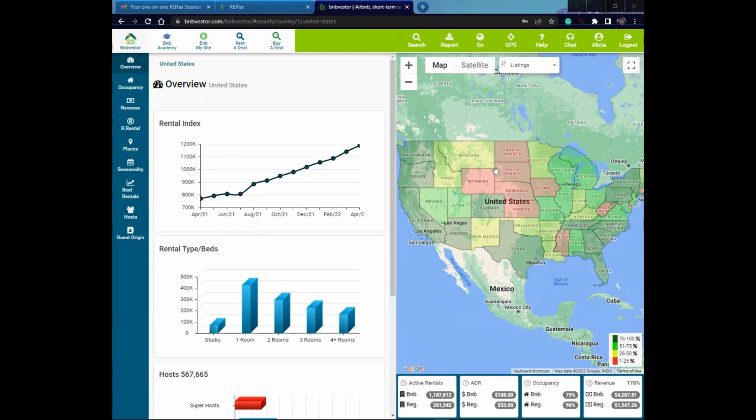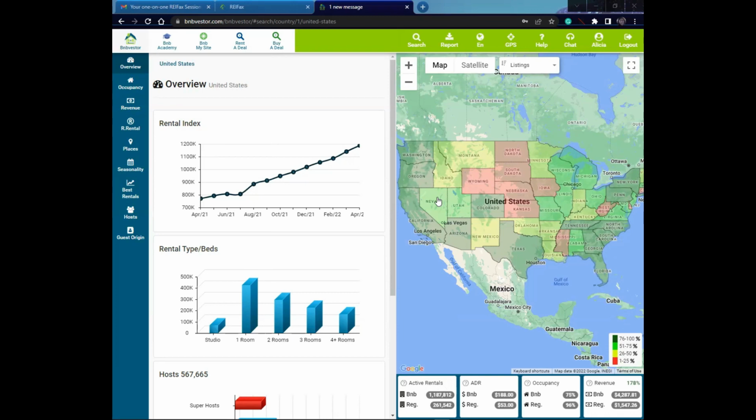So as I was telling you about the colors, the dark green tells me that these are areas where I have the most amount of properties that are being rented per day. Out of all the properties that are active for rent, whether they're BnB or regular rentals, the areas where it's dark green, between 76 and 100% of the properties that are being rented are put in the BnB market. That is, they're rented per day.